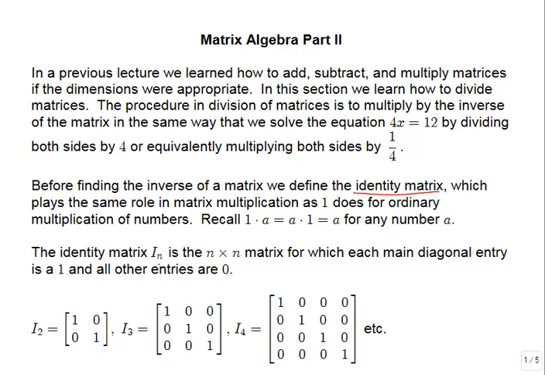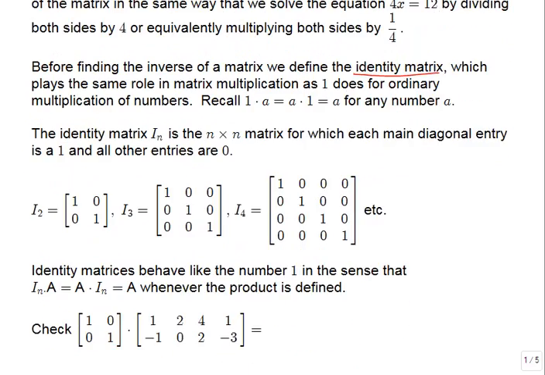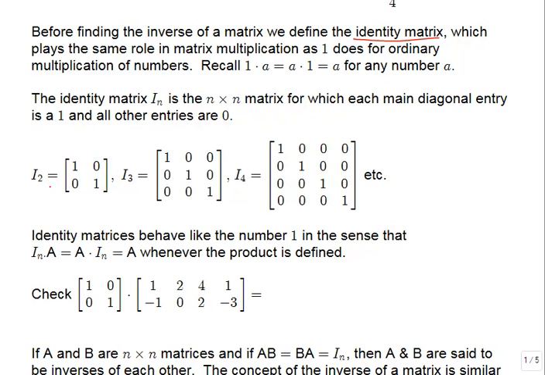Well, the identity matrix, which we use I sub n as the symbol for, is an n by n matrix for which each main diagonal entry is 1 and all other entries are 0. So I sub 2 would be the 2 by 2 matrix that has 1s along the diagonal and 0s everywhere else. I sub 3 would be the 3 by 3 matrix with 1s along the diagonal and 0s everywhere else. I sub 4 is the 4 by 4 matrix with 1s along the diagonal and 0s everywhere else, etc.